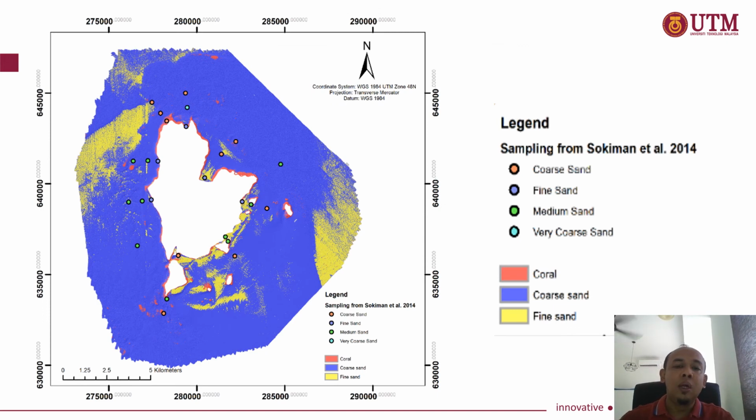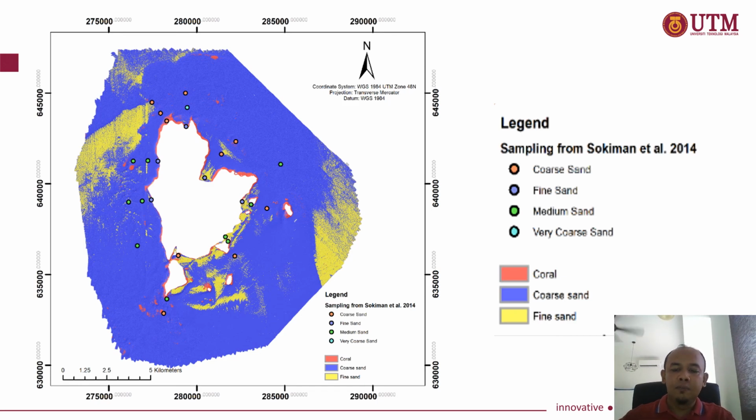Okay, we also compare our prediction with the previous publication done in this area. This publication has more detailed classification of the sediment types, but we are only interested in separating between the corals, the coarse sand, and the fine sand only.